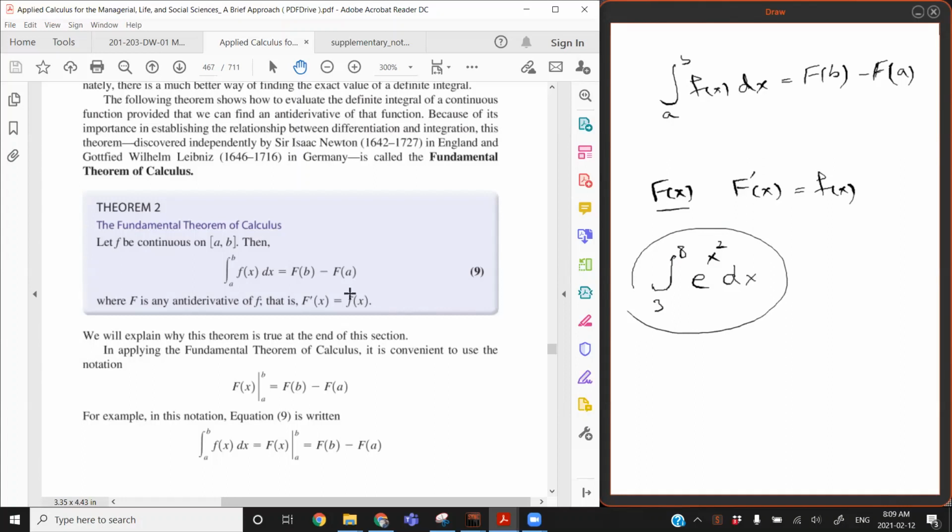So this theorem does not make the Riemann sum redundant, because there are some cases where your function does not have an antiderivative. But as long as it has an antiderivative, it's going to be very easy to find that area. Just evaluate the antiderivative at B minus the antiderivative at A.